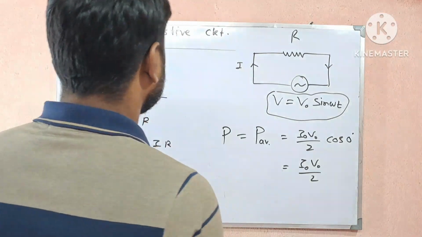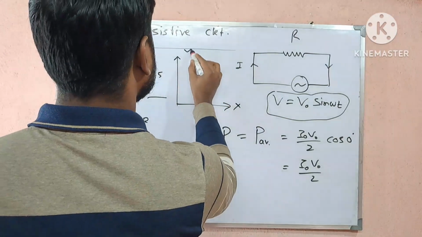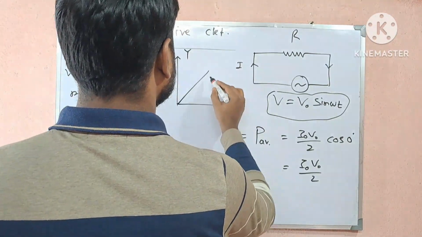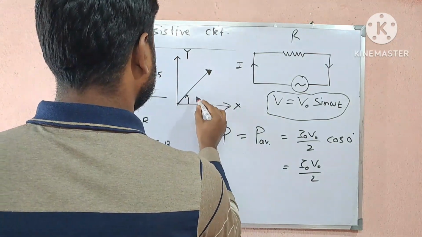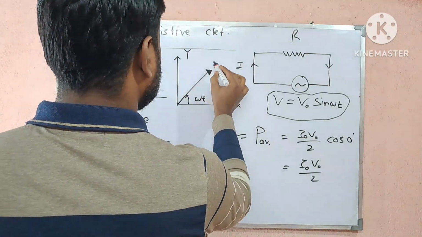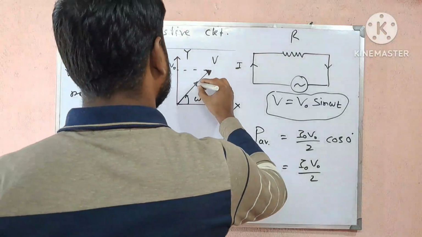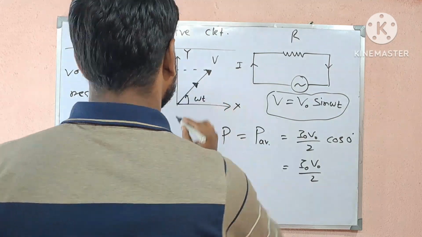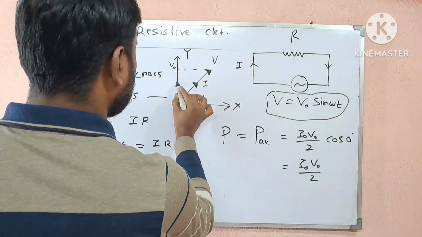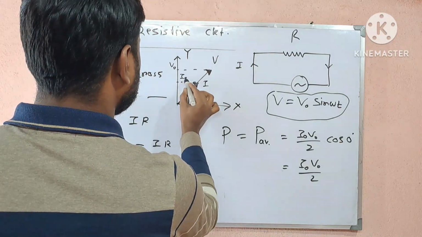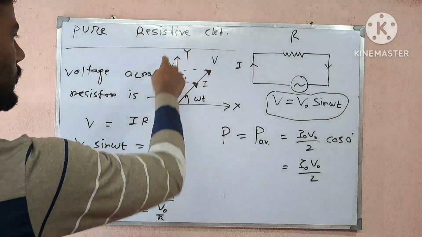So what is a phasor diagram? Let's say this is the x-axis, this is the y-axis, and that is a line which represents voltage, making angle omega t. So this is V, and that is the peak value of voltage V naught. The current will also be in the same line, because there is no phase difference between current and voltage. This is the current, and that is the peak value of current. I naught is always less than V naught. So this thing is called the phasor diagram.